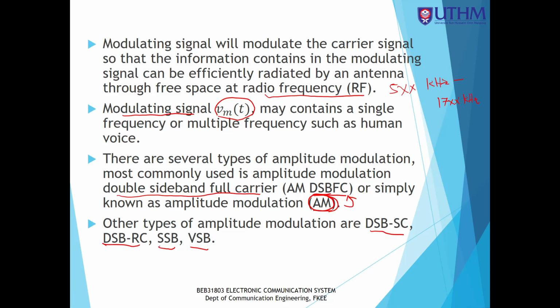There are many other types of AM, such as double sideband suppressed carrier, double sideband reduced carrier, single sideband, and also vestigial sideband. So AM has some family members. The oldest is double sideband full carrier, and there are many others such as suppressed carrier, reduced carrier, single sideband, and vestigial sideband. We will see about this later. The other types of AM try to improve the double sideband full carrier for certain kinds of applications.